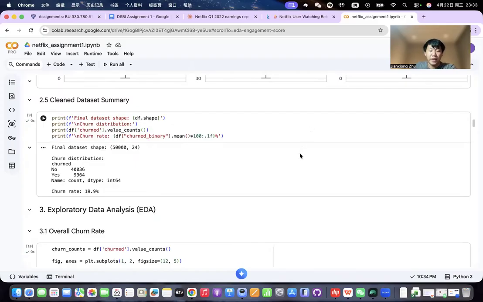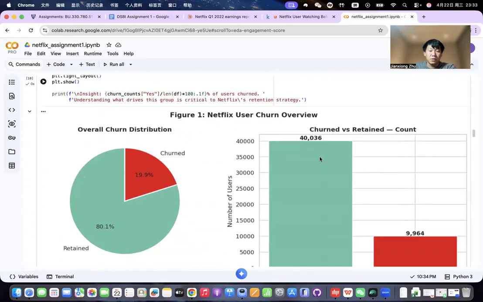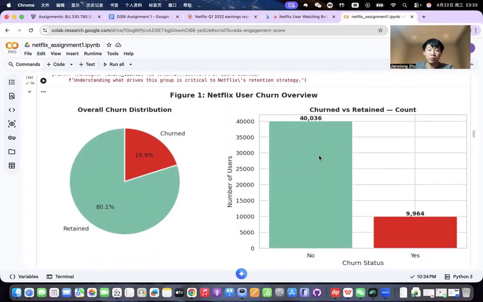And then we come to our EDA and key findings. We have in total 10 graphs, 10 figures. So here's our first graph. It shows an overall churn rate of 19.9%. 9,964 out of 50,000 users canceled. That's roughly 1 in 5 users. At Netflix's real scale of 220 million subscribers, a similar rate would lose about 44 million churned users annually, making it a critical business problem.